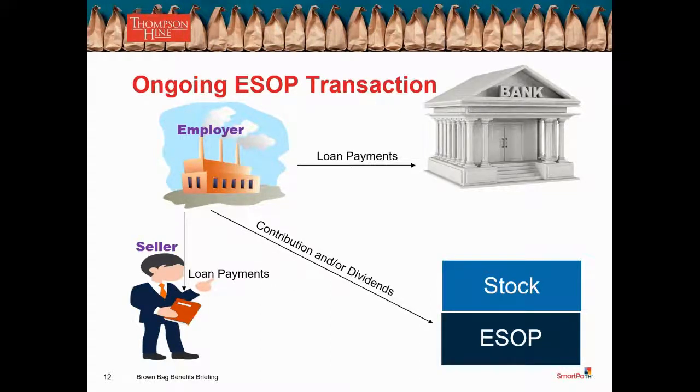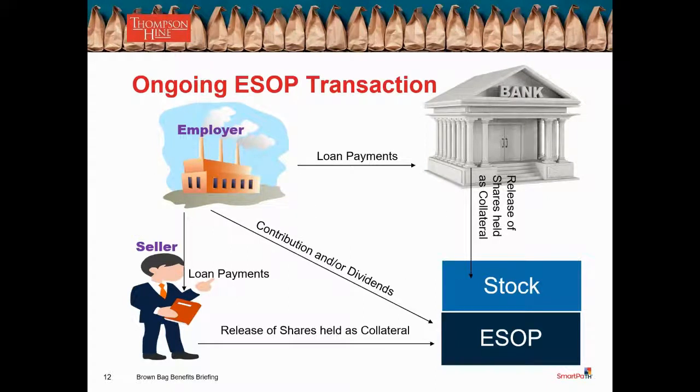Realize as well, we ended up having some loan payments potentially to the seller. The employer will also pay off those loans to the seller. And so as a part of all this, though, what happens is shares that are held in collateral, those suspense shares we talked about, then fall to participants' accounts.